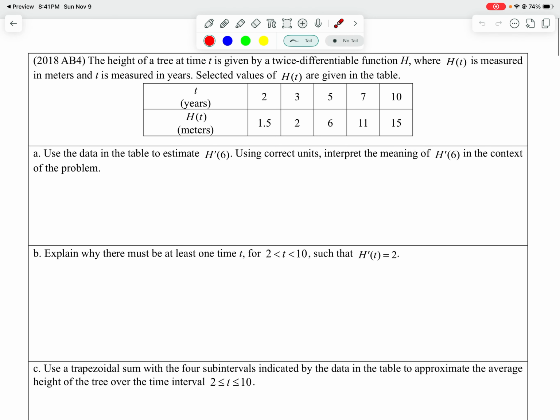Alrighty, folks, I'm going to go over 2018 AP4. Essentially, once again, this is just a game of can you read the problem? Because apparently, what we need to focus on is how to read the problem and how to approach this.